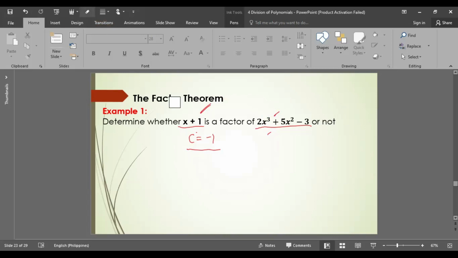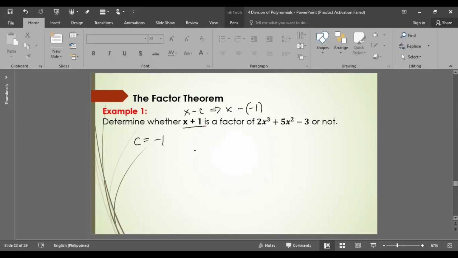Okay, let's try it. Here, you are asked to determine whether x plus 1 is a factor of 2x cubed plus 5x squared minus 3 or not. So the first step is to identify the value of C. Since the given is x plus 1, then the value of C here is negative 1. This is written in the form of x minus C, so this is equivalent to x minus negative 1. That's why we have negative 1 as the value of C.